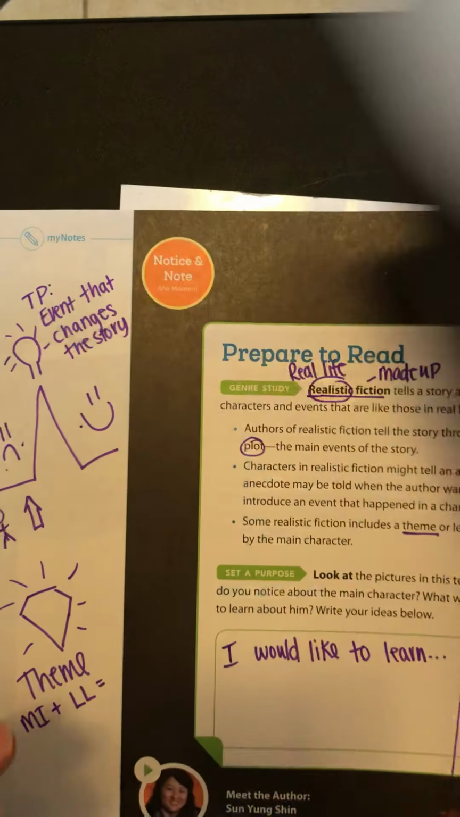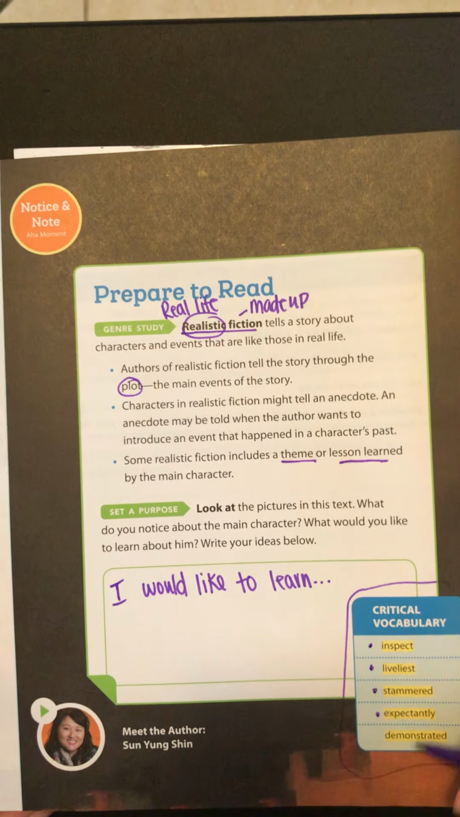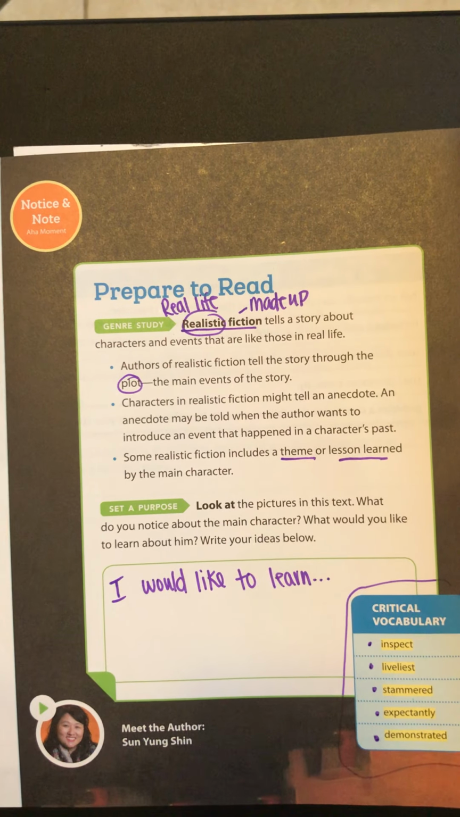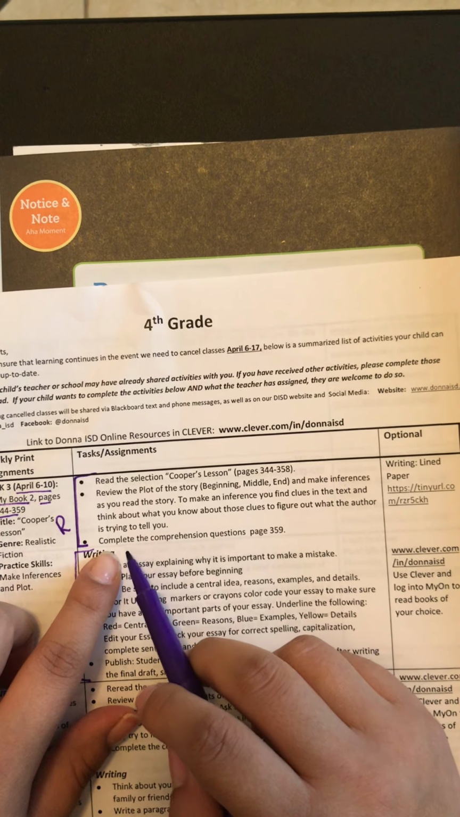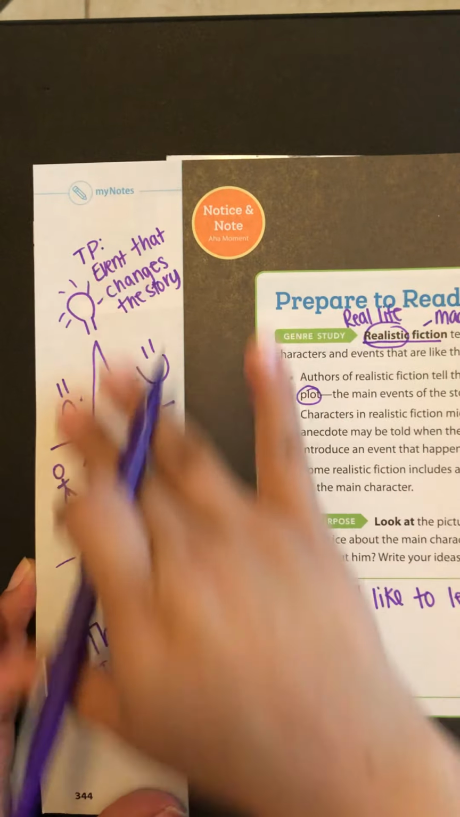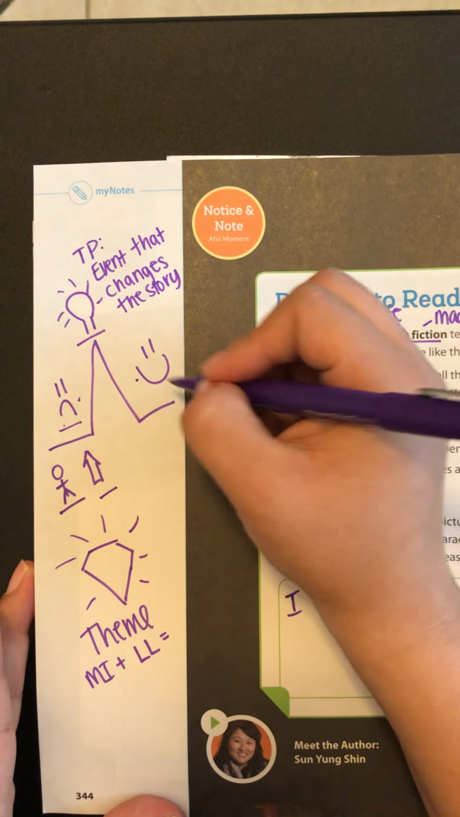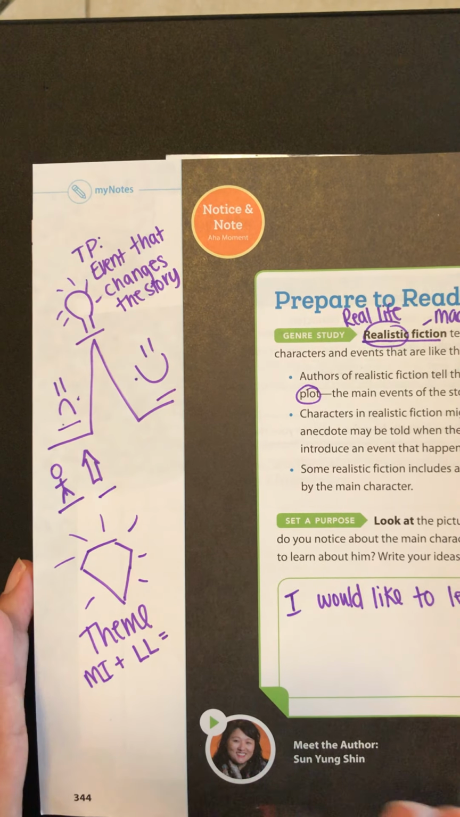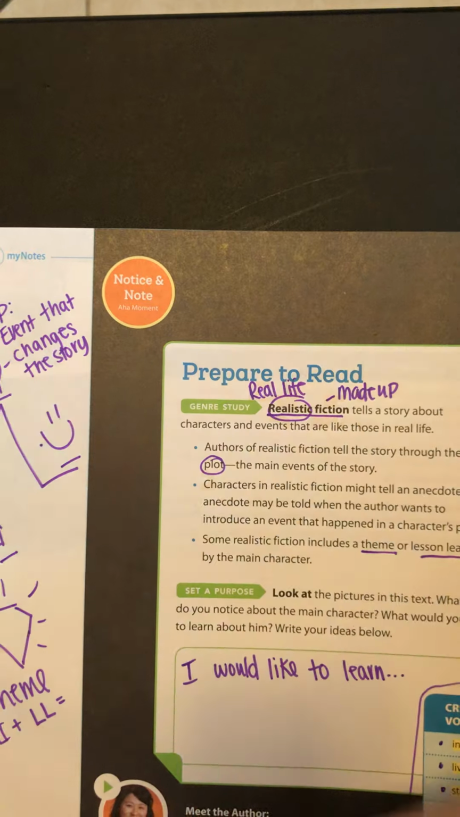So once again, we have inspect, liveliest, stammered, expectantly, and demonstrated. So as you read your story, your assignment of the week is to read this story, and complete the comprehension questions on page 359. When you do complete the story, make sure you're labeling, boys and girls. Make sure you tell me any important characters, setting, where was your problem, where was your turning point, where was your solution. I want you to send me pictures of these things, boys and girls. I want to see that you are finding all of these elements of plot. So when you are finished, you're going to be answering the questions on page 359.